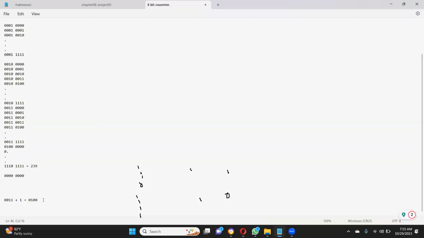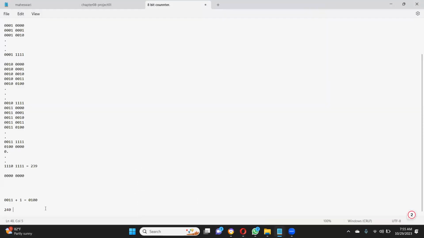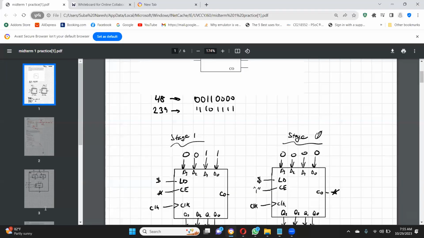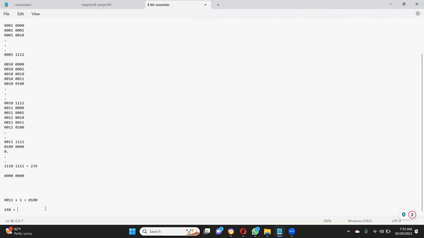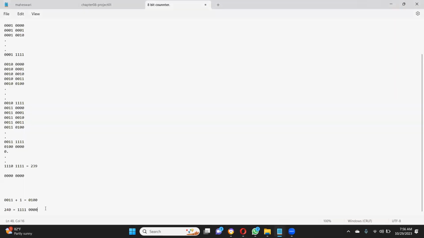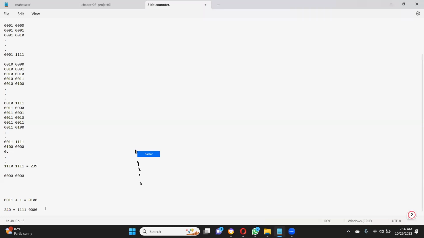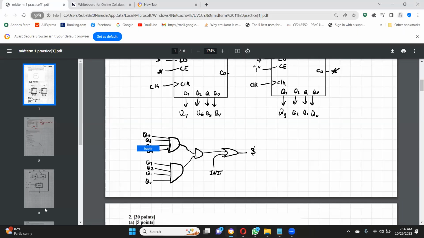239 is this, right? What is 240? 240 is this. I think this is your 240, right? Okay, now apply this to your gates. 11110000. Apply this. So 1111 on the highest. Upper 1111.